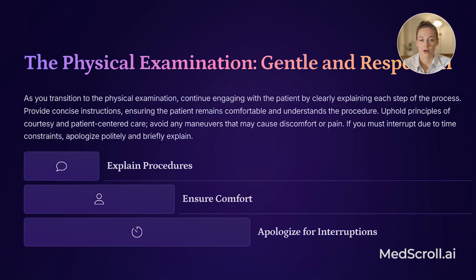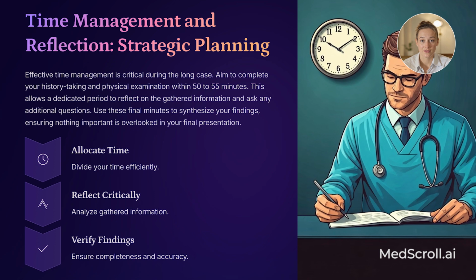If you need to interrupt the exam due to time pressures, do so politely, briefly explaining the reason for the interruption. Throughout the 60 minutes allotted for the long case, be mindful of the time. Aim to complete your history taking and physical examination within 50 to 55 minutes, leaving a dedicated period for reflection and for seeking additional clarifications from the patient if needed.